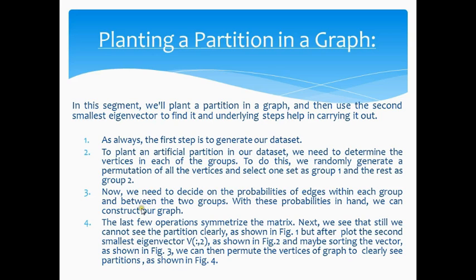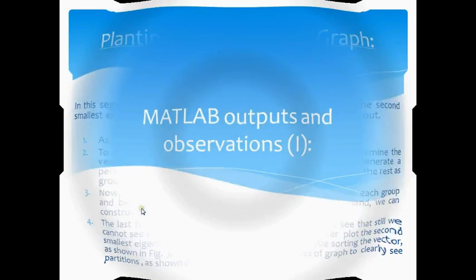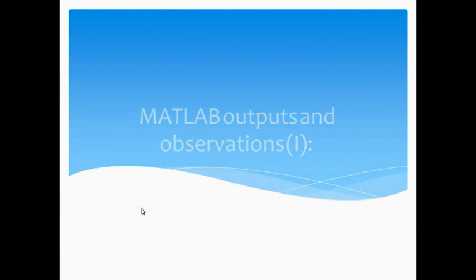Suppose that group 1 is a little more tightly connected than group 2, we can have our own formulations. With these probabilities in hand, we can then construct our graph, and the next few operations will be to symmetrize the matrix. Now let's see what we get as outputs from this program.